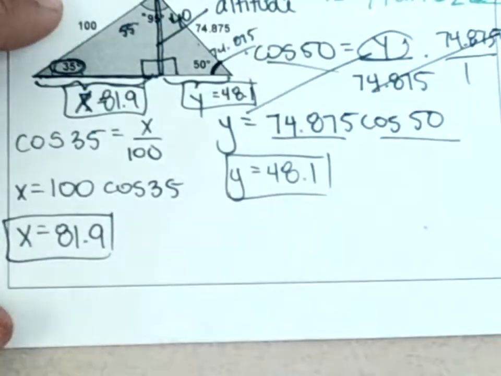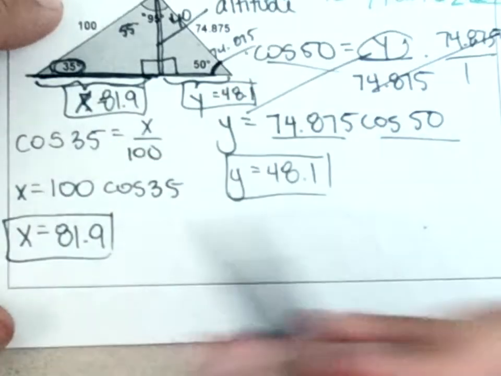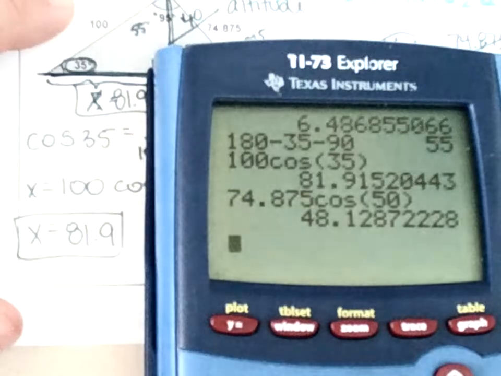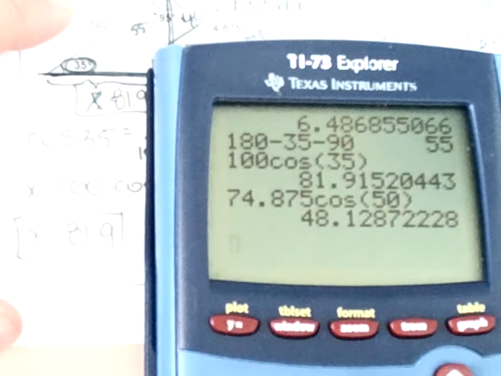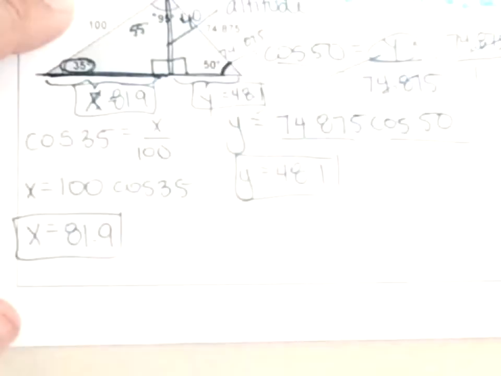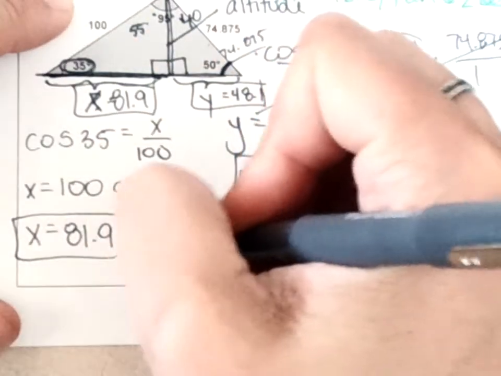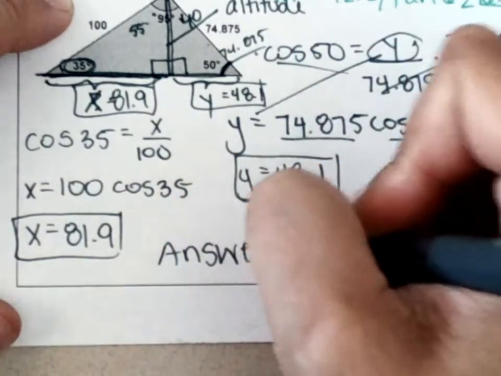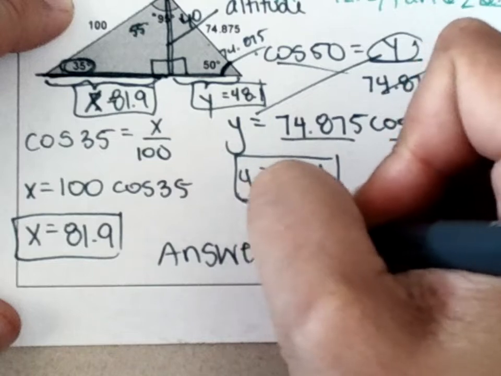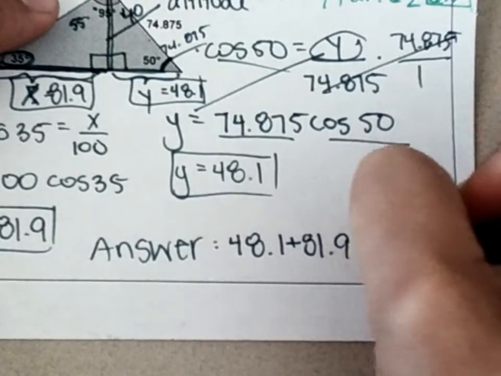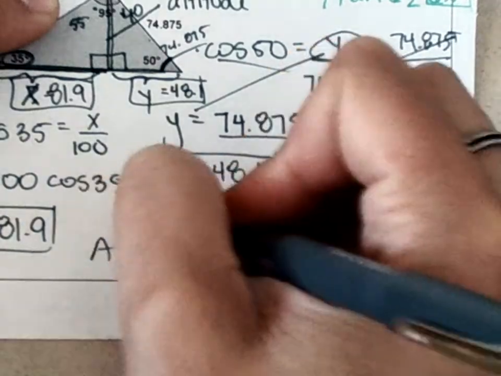My last step is we are trying to find the whole missing side, so we're going to add these two numbers together. 48.1 plus 81.9, and that gives me 130. So our final answer is going to be 48.1 plus 81.9, which equals 130.